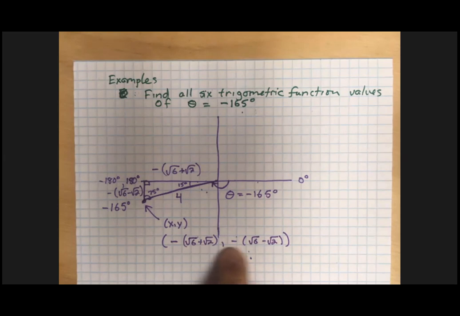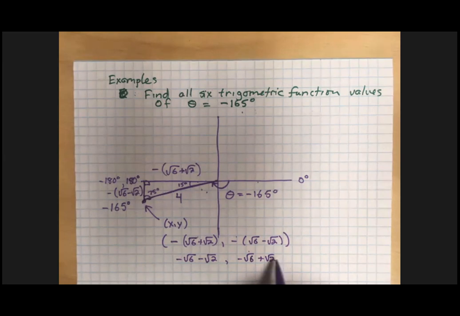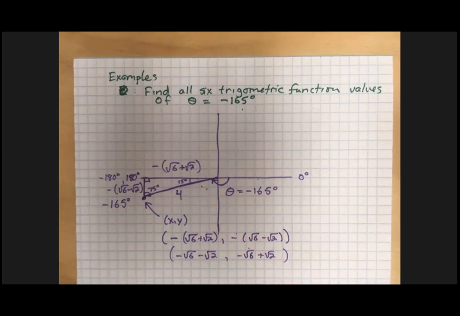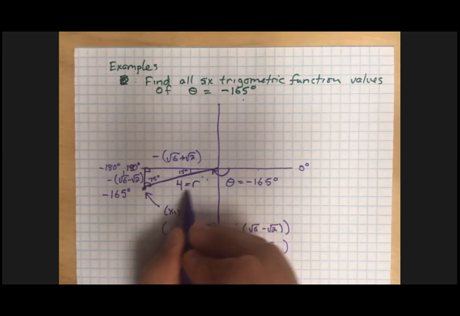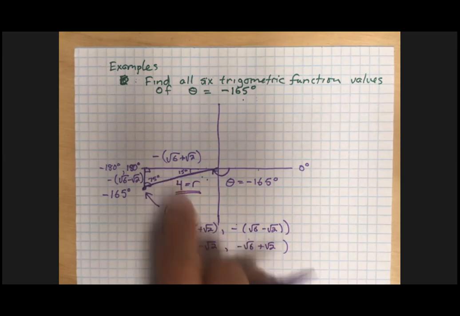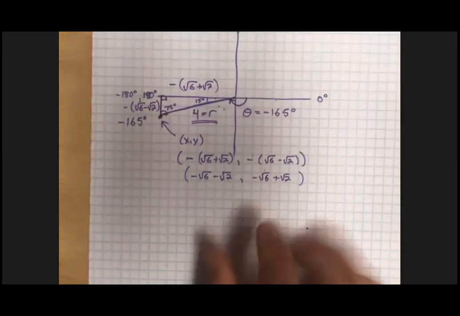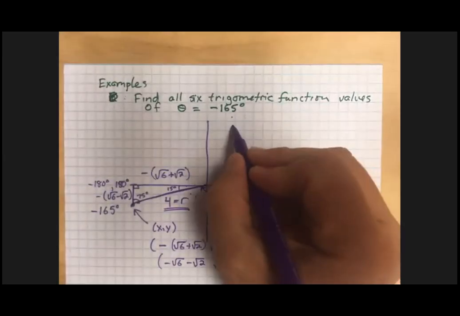If you want to distribute the signs, I call it minus root 6 minus root 2, minus root 6 plus root 2, as long as you distribute them honestly, then you're okay. Do I have to use the Pythagorean theorem to find r? No, I already know r because I know that famous triangle. Okay, now we just rattle them off.